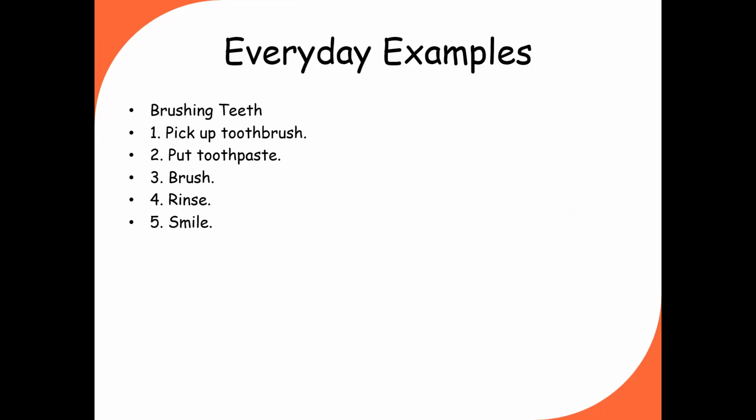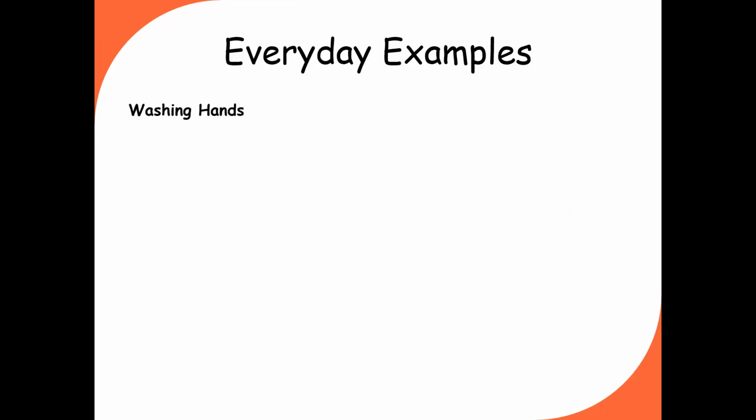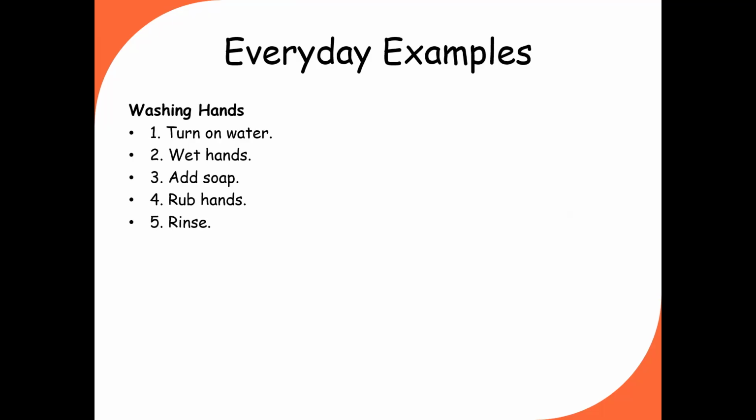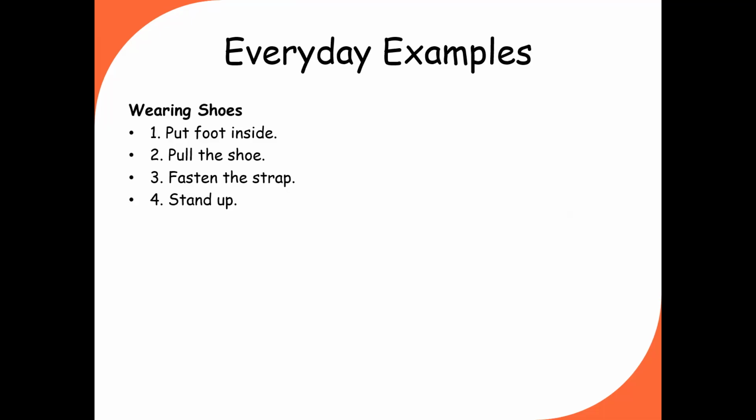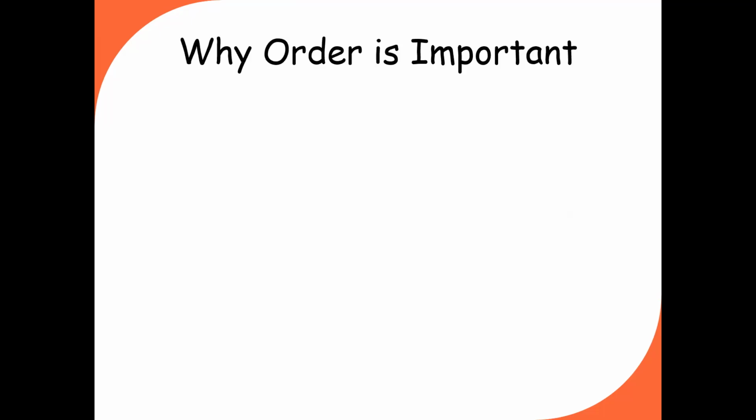That's also very important. Another example is washing our hands. To wash our hands, we need to turn on the water, wet hands, add soap, rub hands, rinse with clean water. This is how we wash our hands. Right hands. Another everyday example is wearing our shoes. To wear our shoes, we need to put foot inside, pull the shoe, fasten the strap, stand up. That's how we wear our shoes.